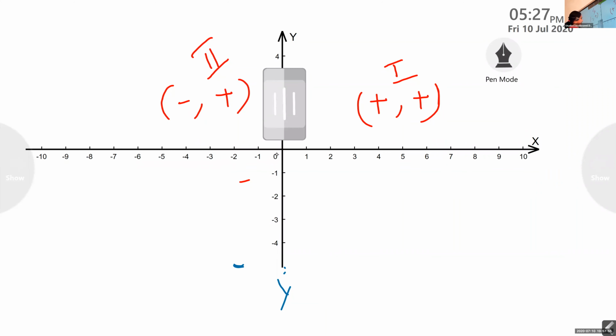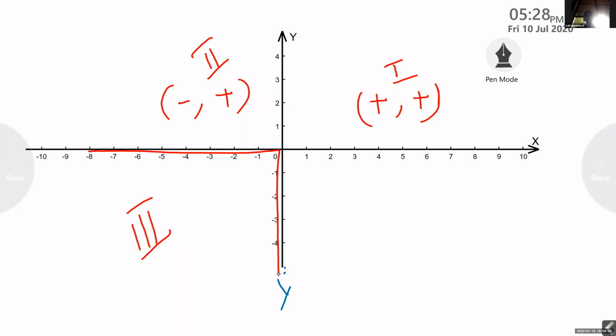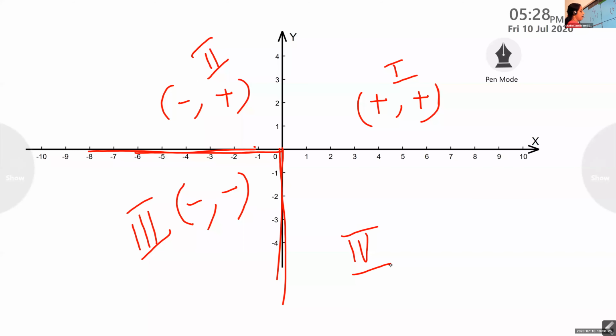Now we'll move to the third quadrant. The third quadrant is in between two axes, this one. Here also you have to look at x first. What is the x point? Negative. And the y point? Negative. So it is negative and negative. Okay. Now it is the fourth quadrant. The fourth quadrant is in between.